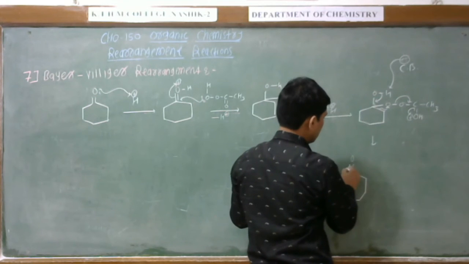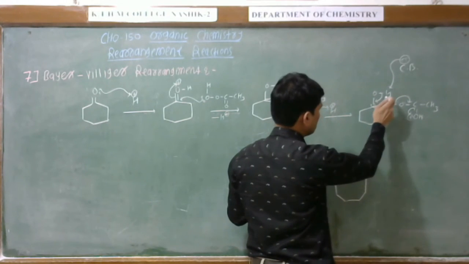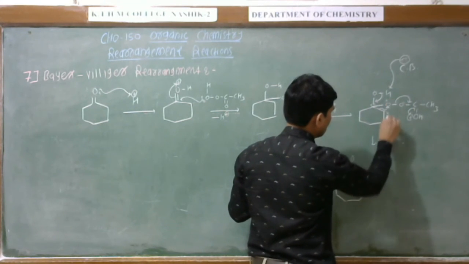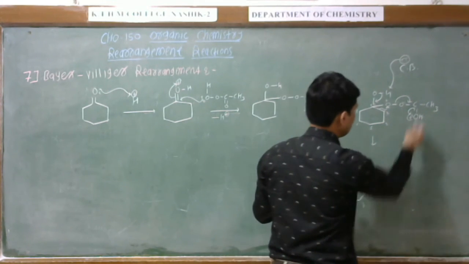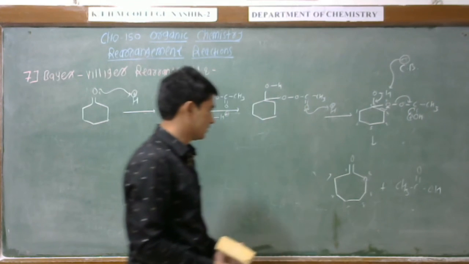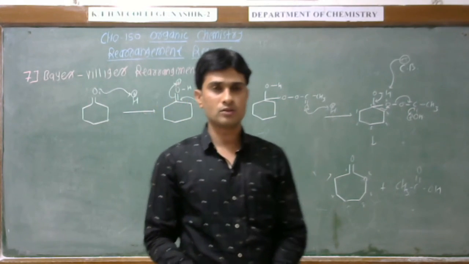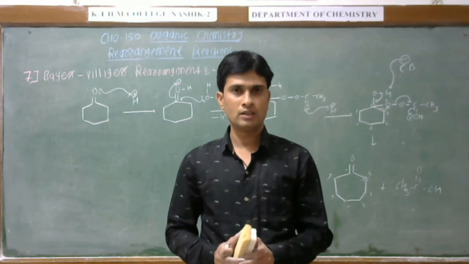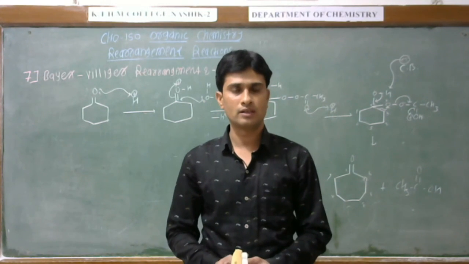See, this is the first carbon atom, and the oxygen will be the second atom here: 1, 2, 3, 4, 5, 6, and 7. Plus here is the formation of acetic acid, CH3-C=O-OH. So in this way, a lactone is formed. As we say, a ketone is converted into an ester; in the same way, a cyclic ketone is converted into a lactone. This is the example of the Baeyer-Villiger rearrangement.